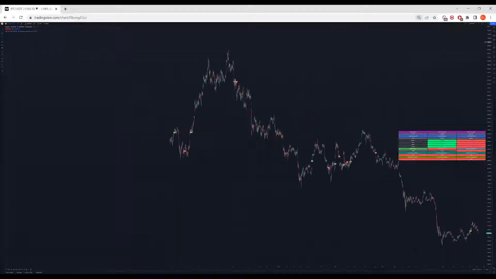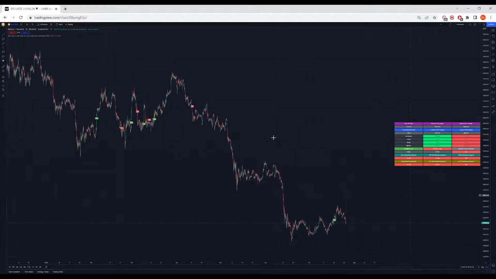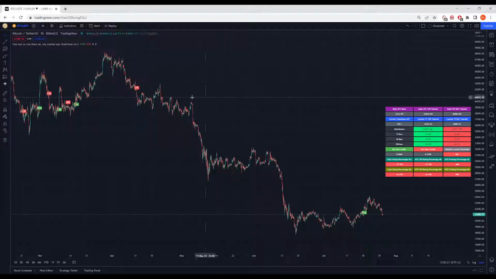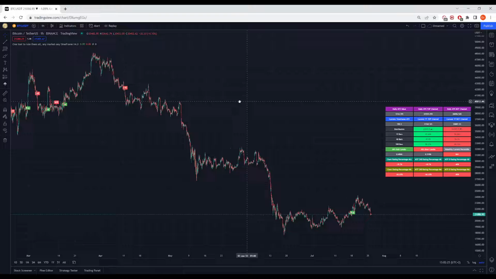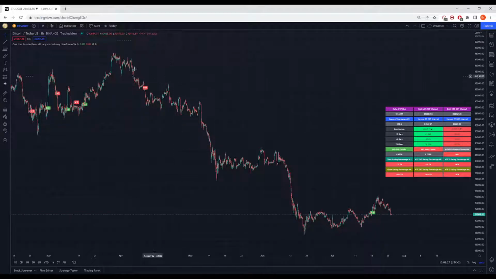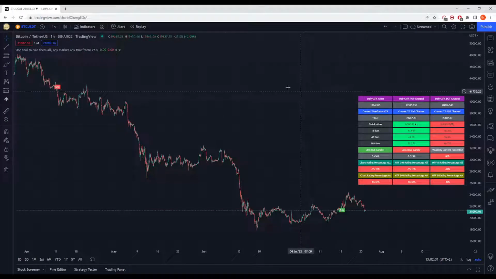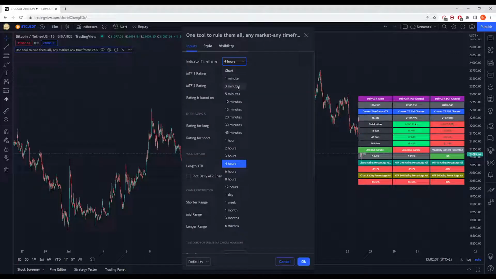I recommend in general to use splits of 4, like 4 and 8, for example 1 hour with 4 hours, 15 minutes with 1 hour, 5 minutes with 15, maybe even 30 as well. So this would be one way to use it. For example, we can go on 15 minutes, and in this case I would use 1 hour.